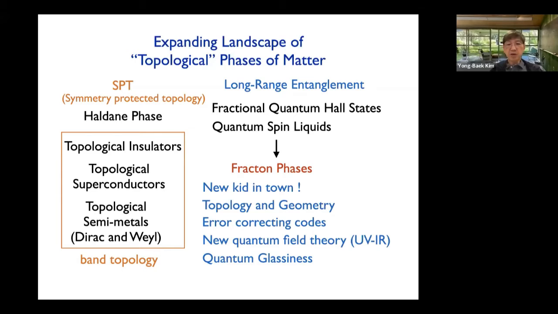Also, there have been a lot of activities in the quantum field theory literature, since the properties of these phases depend not just on topology but also on the geometry of the system. You have to worry about both the long wavelength properties of these phases, but also the short distance physics. So you have to somehow marry the UV limit and the IR limit. That has been a subject of active study. And these phases are also proposed as a possible quantum glass state. So these are the motivations to think about these phases of matter.